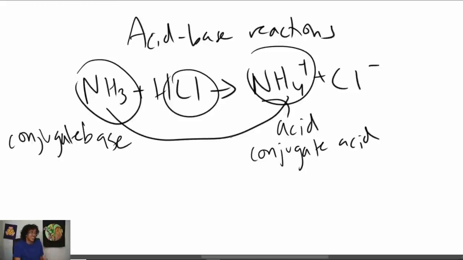And all that means is that they're on opposite sides of the reaction. One has the hydrogen, and one doesn't have the hydrogen, and the one with the hydrogen is the acid. The reason why is because acids give off H+. That's the one thing you gotta know. Acids give off H+. And that's why this guy is gonna be the conjugate acid, and this guy's gonna be the conjugate base.